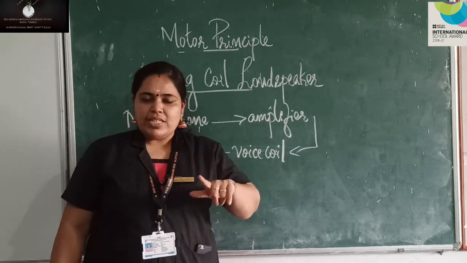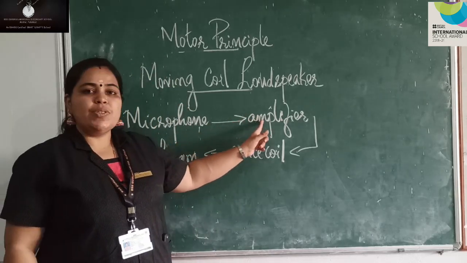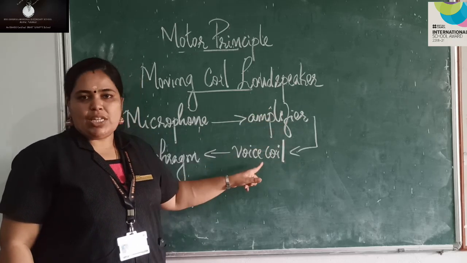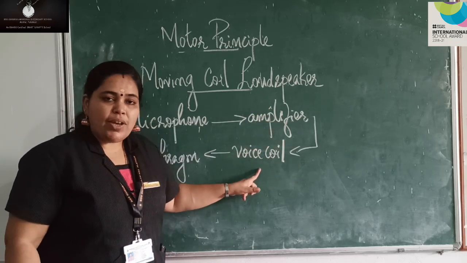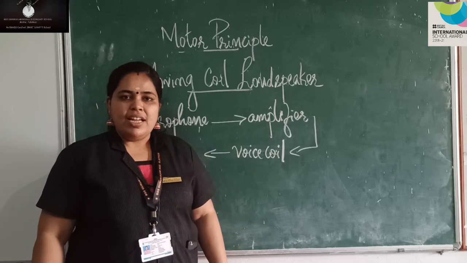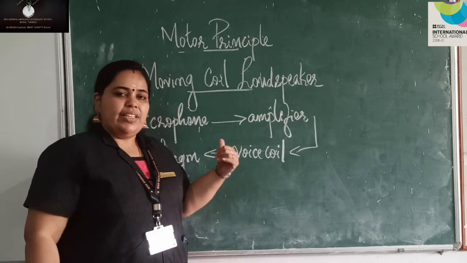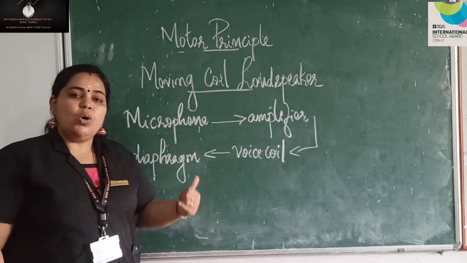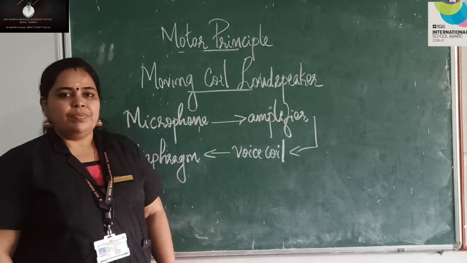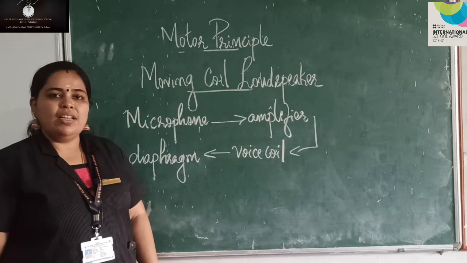Is it clear? So once again, the electrical pulses from the microphone are strengthened using an amplifier, and this sound reaches the voice coil. And this voice coil is situated in the varying magnetic field. And when the voice coil vibrates, attached to the voice coil there is a diaphragm, and the diaphragm also vibrates, thereby reproducing the sound. Understood the working of a moving coil loudspeaker?